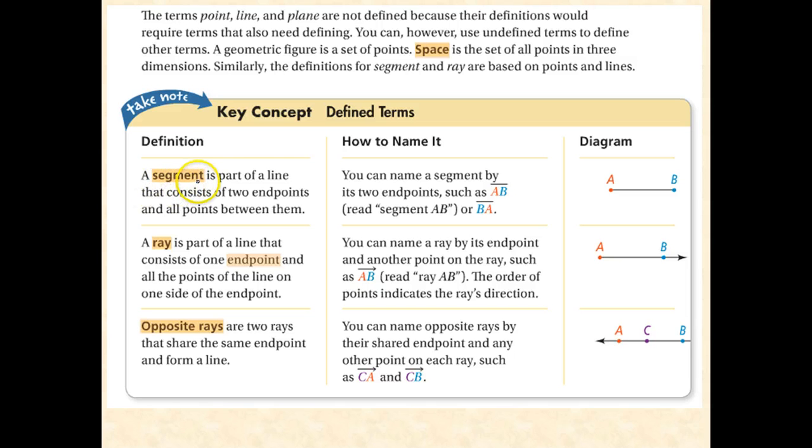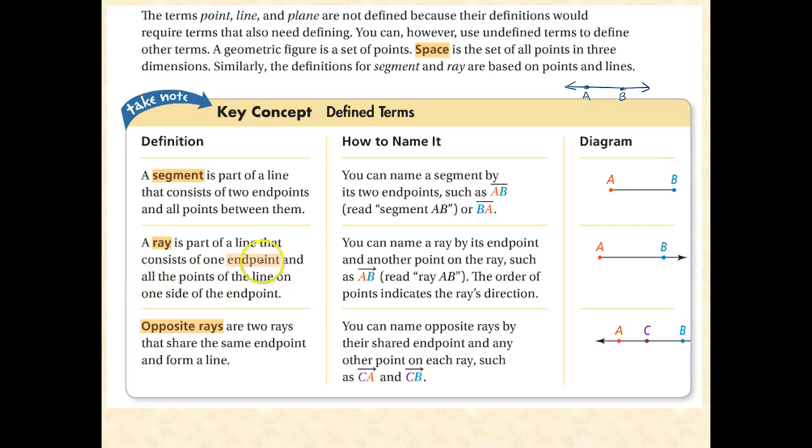How about a segment? A segment is part of a line that consists of 2 endpoints and all the points in between them. So if we have line AB, we can say, let's just consider the points A and B and all the points in between them, and now we call that segment AB. The way you write that is you don't have the arrows on top. You just have a line segment. So this is segment AB or segment BA.